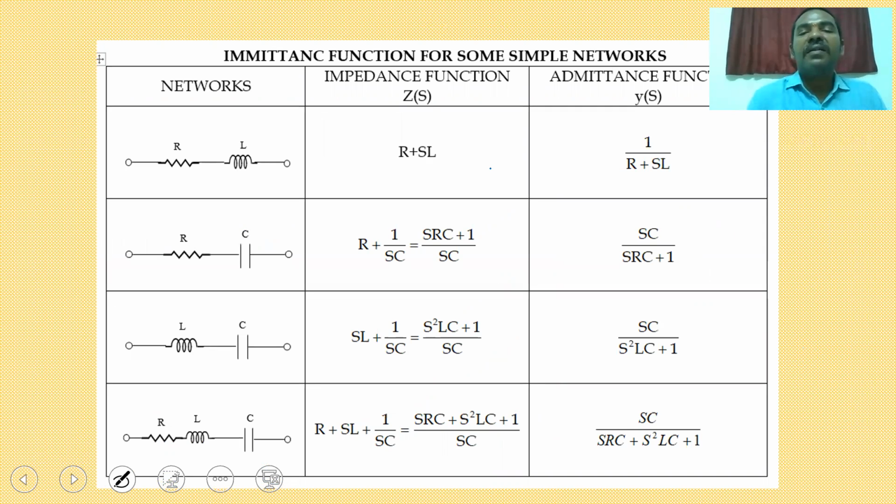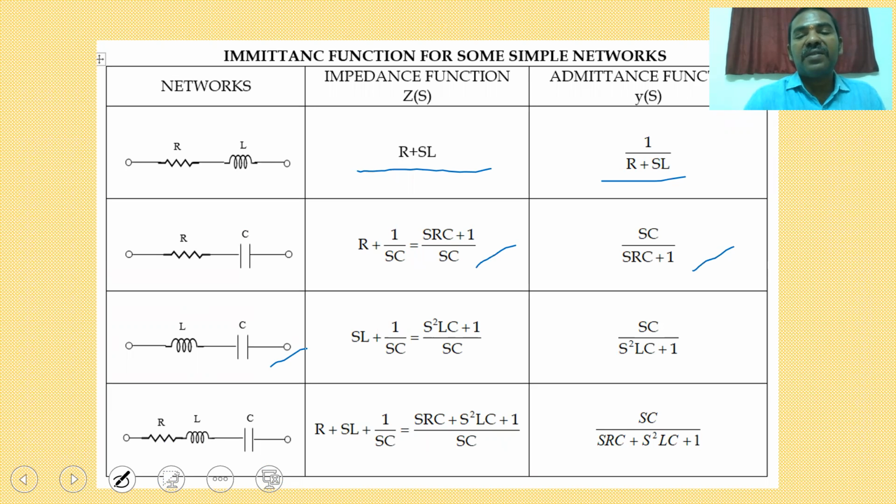Generally you can write the impedance is R plus sL. So the admittance is 1 by (R plus sL). Similarly for an RC circuit, R plus 1 by sC, so (s RC plus 1) divided by sC. So the admittance is sC divided by (s RC plus 1). If L and C are connected in series, sL plus 1 by sC, so (s square LC plus 1) divided by sC.